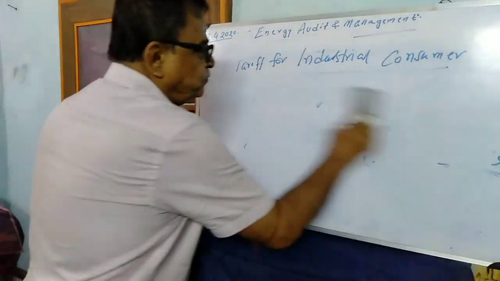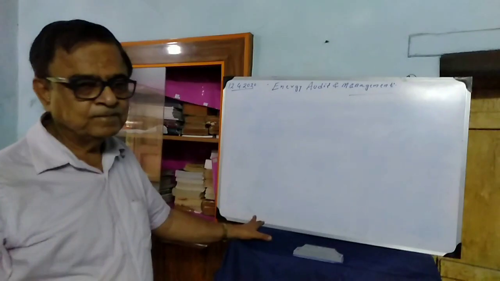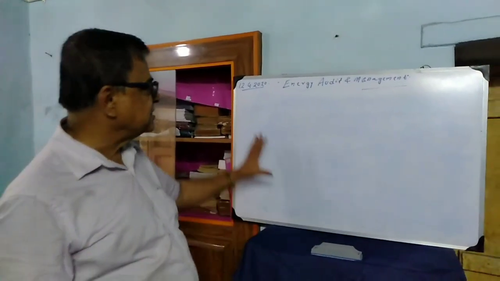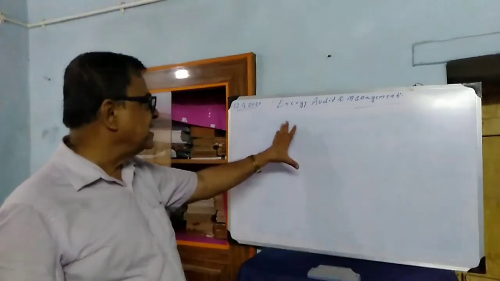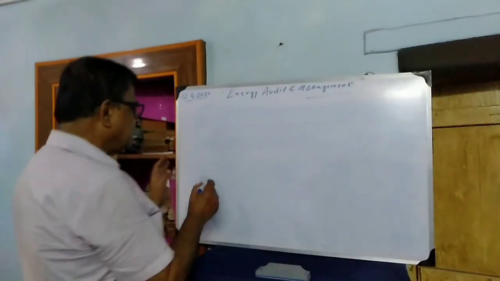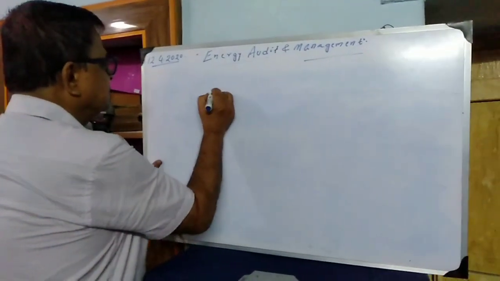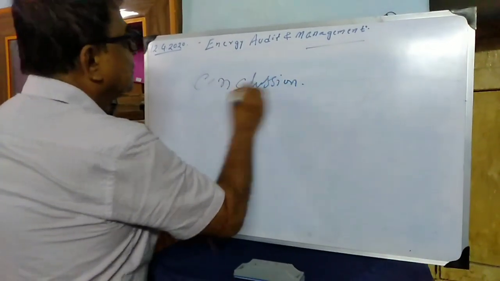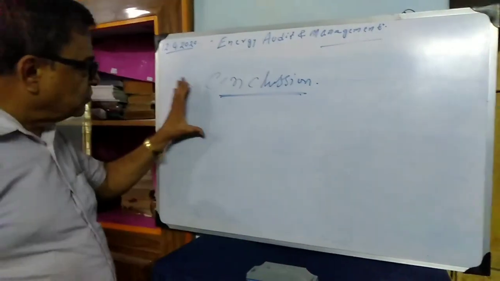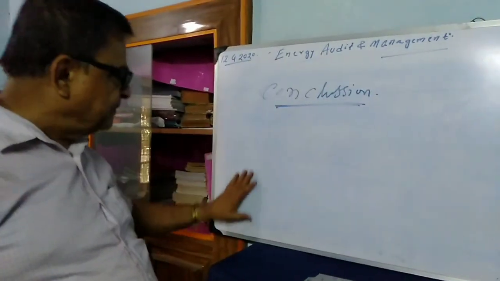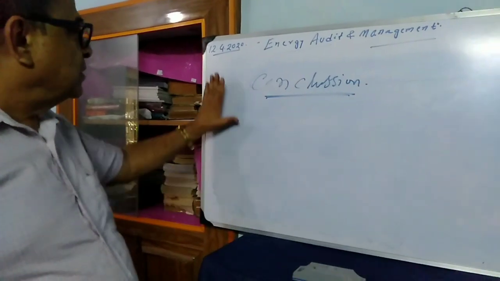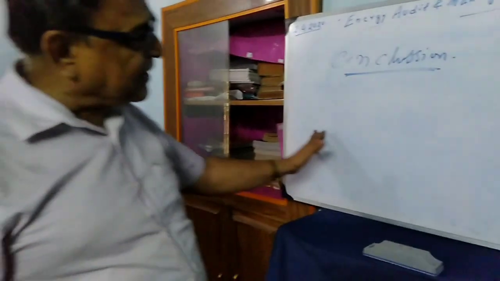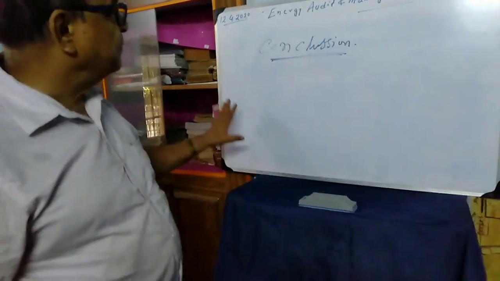Welcome to the next session. Now I conclude this energy audit, how to conduct it. In conclusion, we have seen earlier that the main tariff cost can be controlled, and I have already told you what the types are.